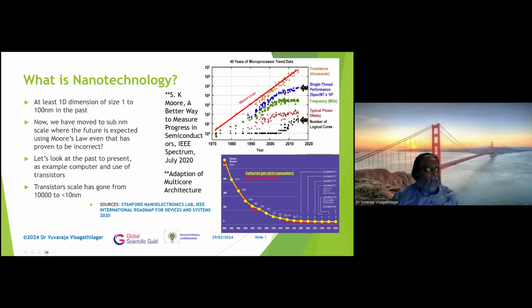Now, from this graph, nanotechnology is 1 to 100 nanometers in the past. So you can see how in the past it has been 100 nanometers. Now we are going into sub nanometers, and using Moore's law, even that is proven to be incorrect because we are really scaling up. Transistor scale has gone from 10,000 to less than 10 nanometers. And the contacts have also significantly reduced in multi-level building of transistors.